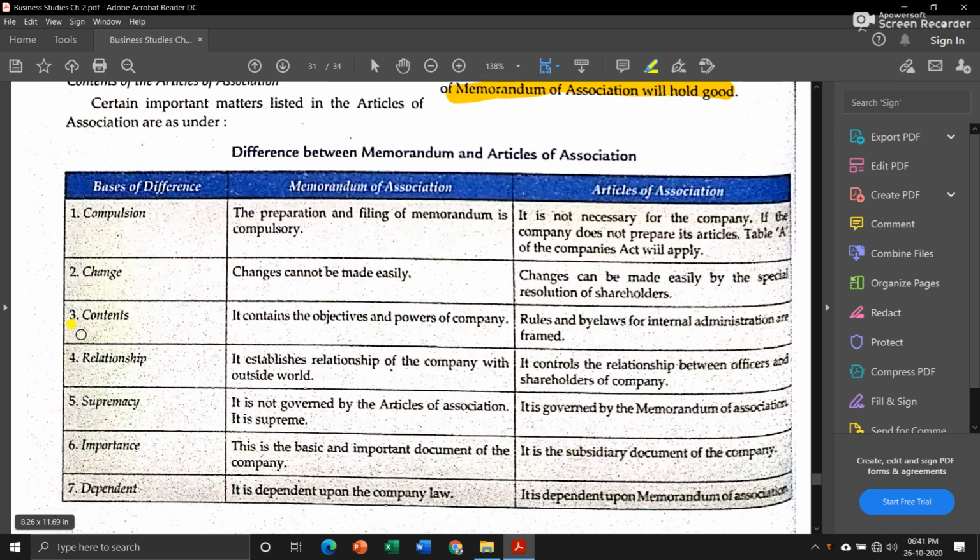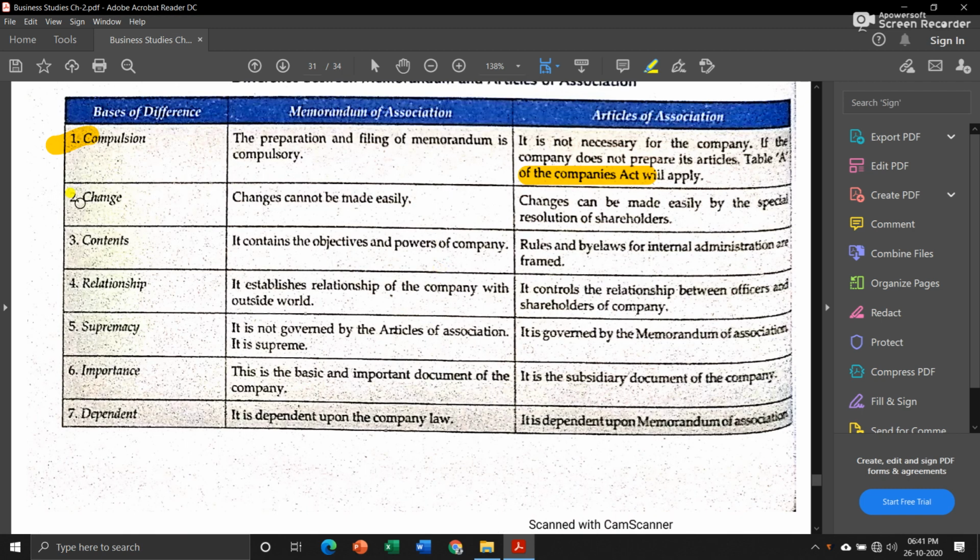Now there are some differences between MOA and AOA. Let us see. Compulsion: the preparation and filing of memorandum of association is compulsory, but articles of association is not that compulsory, because if they cannot prepare their own articles of association, then they can take help of Table A of the Companies Act. Then change.